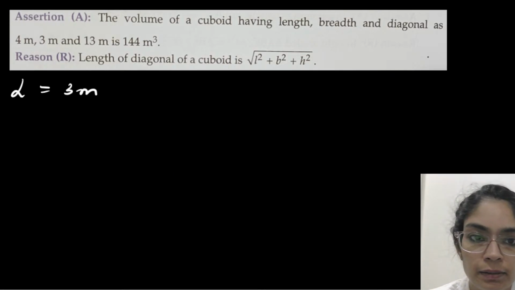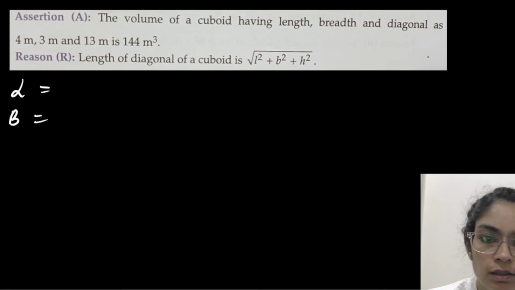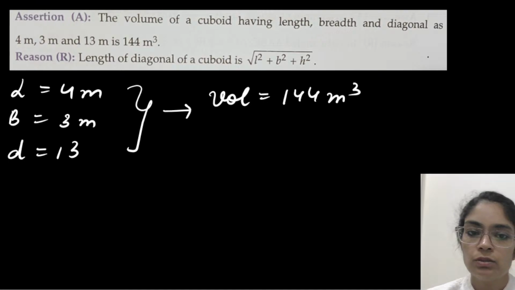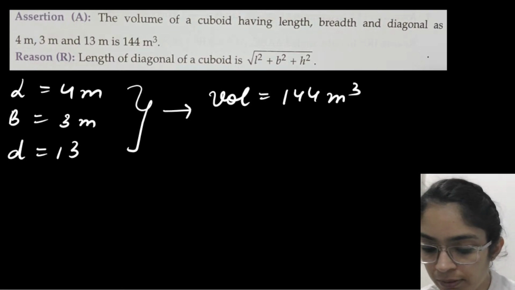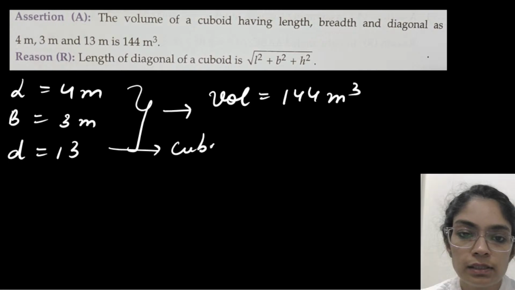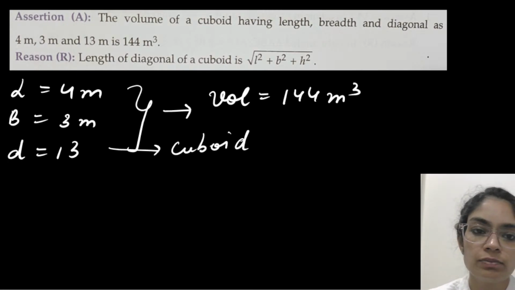the volume of the cuboid whose length is 4 meter, breadth is 3 meter, and length of diagonal is 13 meter. So if this cuboid is there, its volume is how much? 144 meter cube. So that's what they have given to us. So if the cuboid is of these dimensions, then the volume of the cuboid is 144 meter cube.